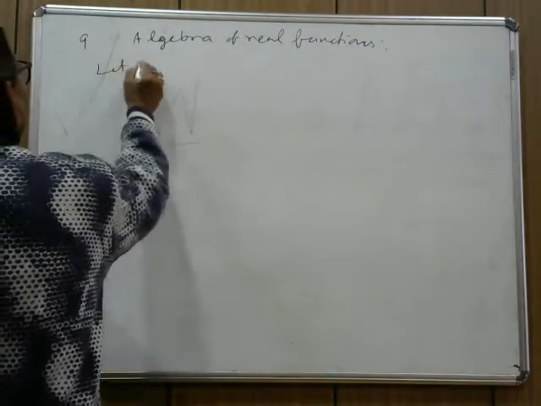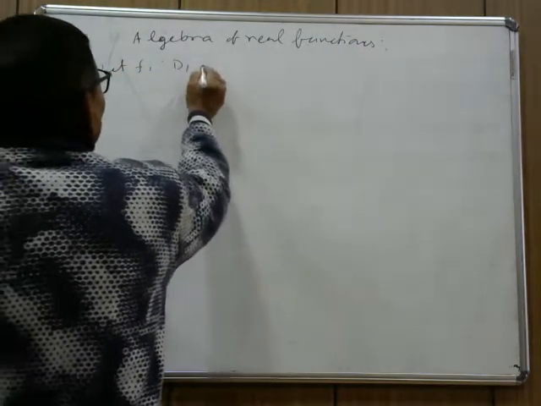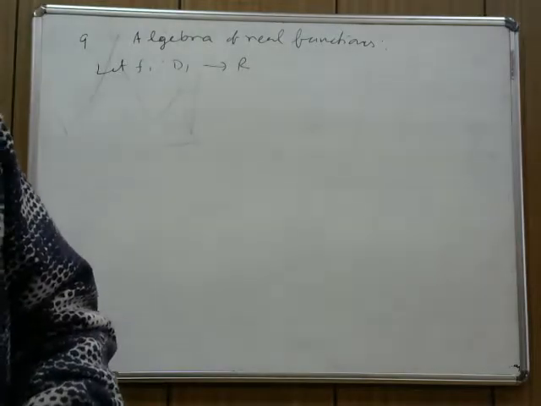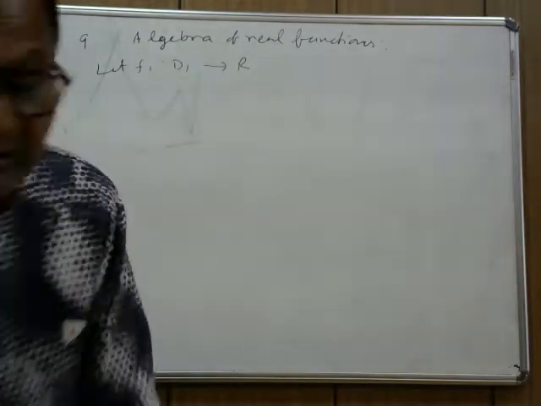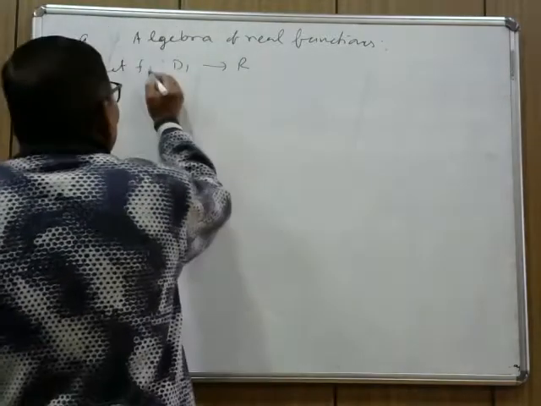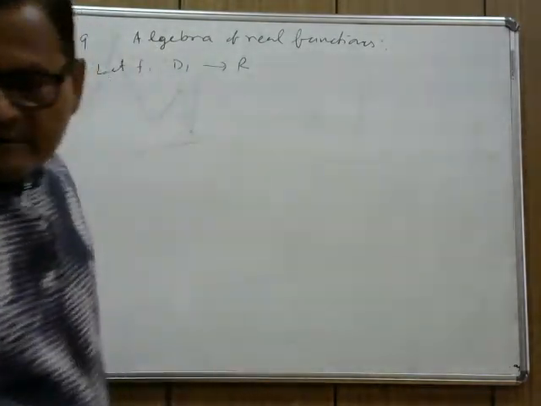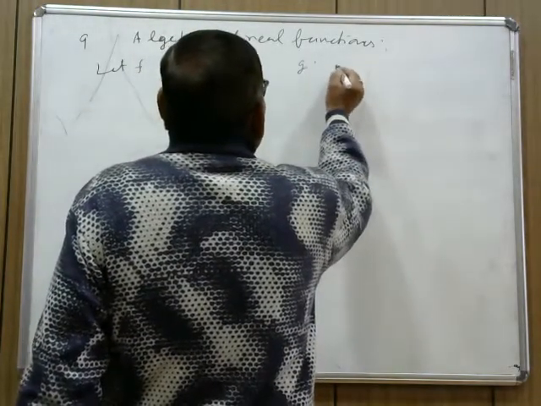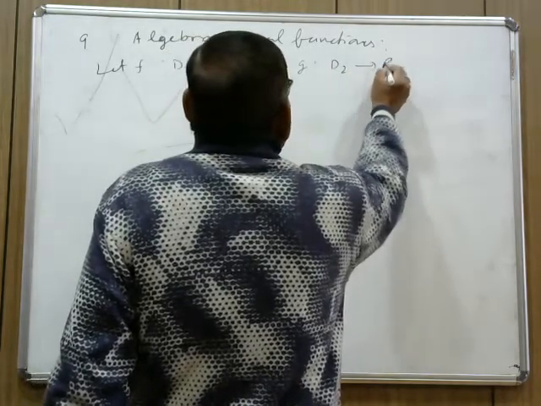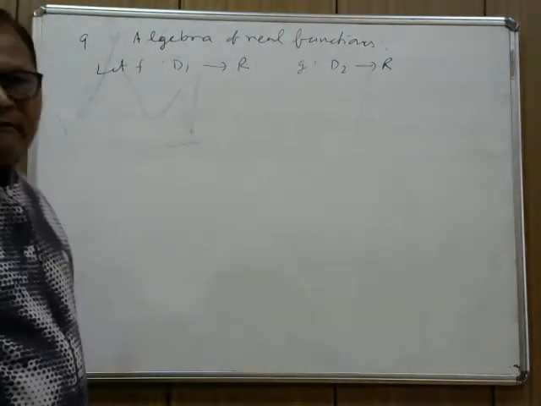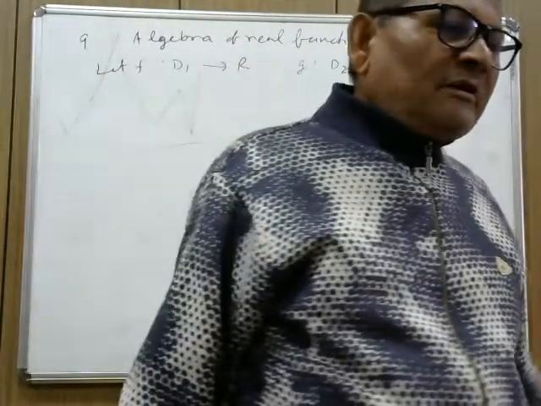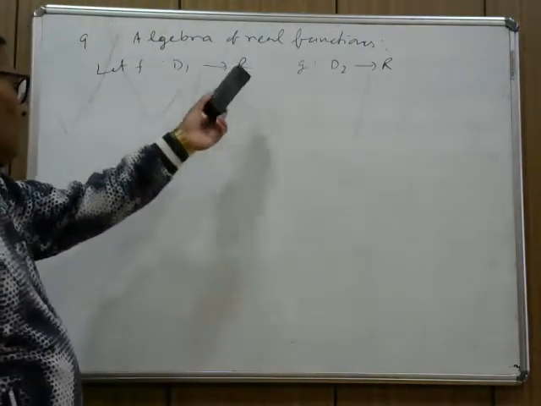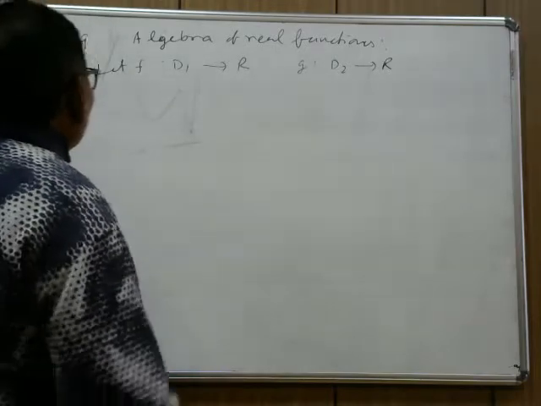Let f1 be a function from domain D1 to R. Here D1 is a subset of R. In all the cases, I am taking real valued functions. Another function g is defined from D2 to R, and D2 is also a subset of R. These two functions are real valued functions because I am doing the algebra of real functions. Here D1 and D2 are both subsets of the real numbers, and of course your codomain is the real numbers, so they are real valued functions.